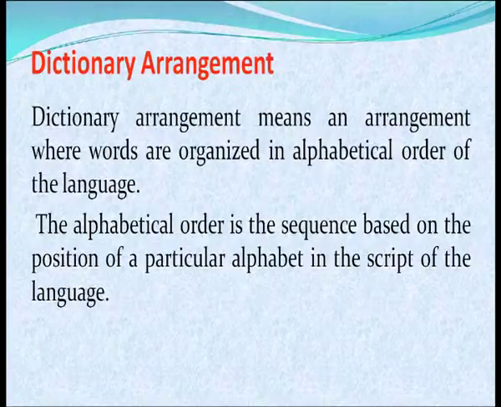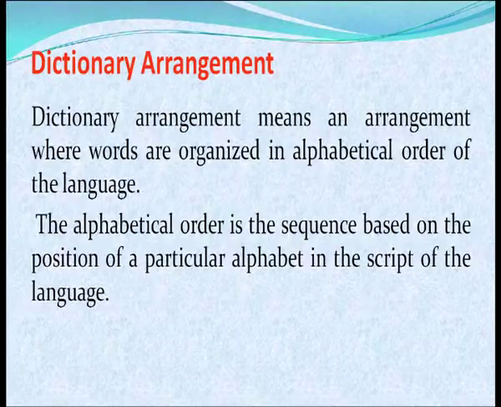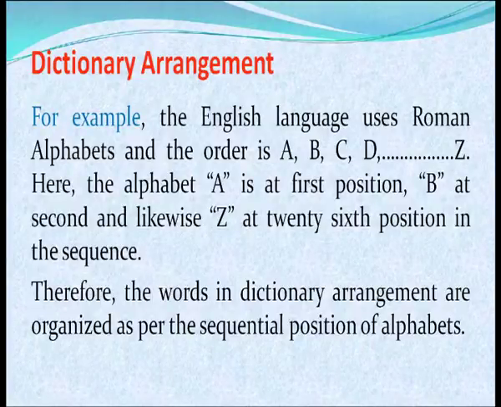Now we come to the dictionary arrangement. Dictionary arrangement means an arrangement where words are organized in alphabetical order of the language. Alphabetical order is the sequence based on the position of a particular alphabet in the script of the language. For example, the English language uses Roman alphabets and the order is A, B, C, D to Z. Here the alphabet A is in the first position and B is in the second position. Likewise, it comes to Z at the 26th position in the sequence. Therefore, the words in the dictionary arrangement are organized as per the sequential position of the alphabets.